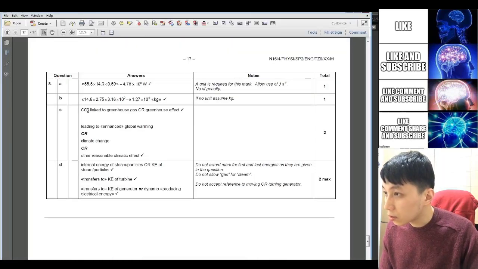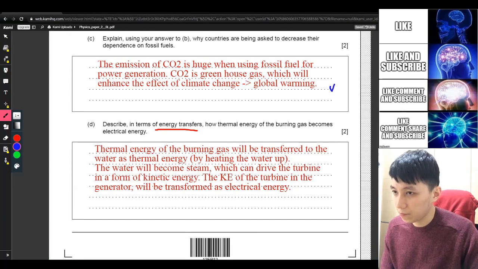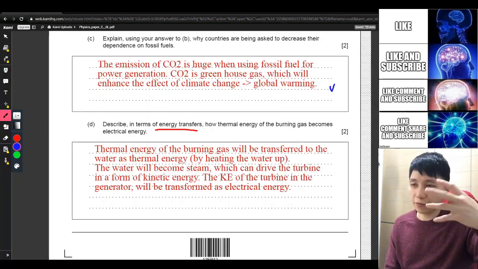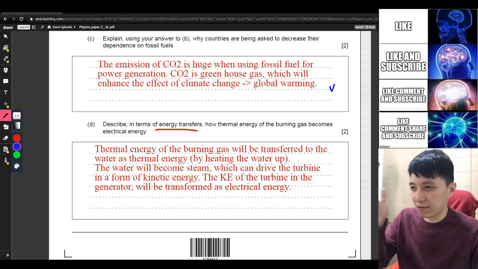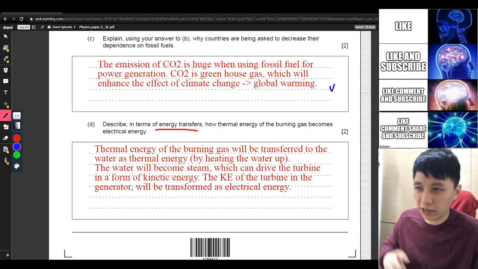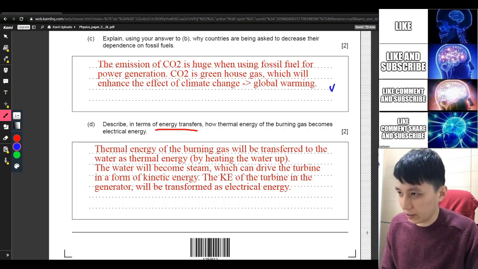Okay. CO2 linked to greenhouse gas. Okay, that I did. Leading to global warming. That I did. Okay, I put up this. Basically I put up both, so you can see how I try to phrase it. So it should just be safe, right? In case that word somehow, for some reason, they don't acknowledge it, there's another word that can help.